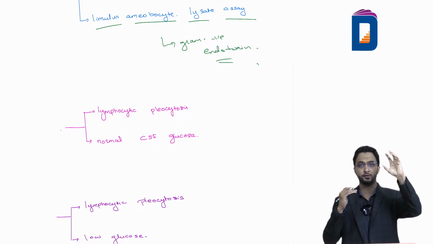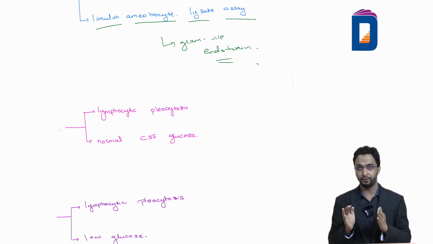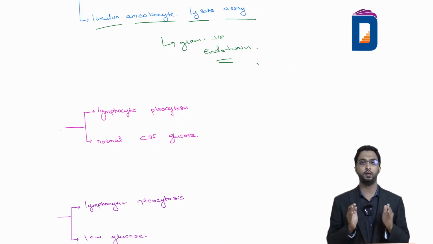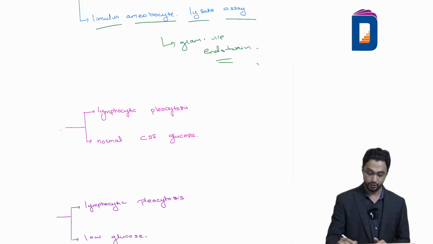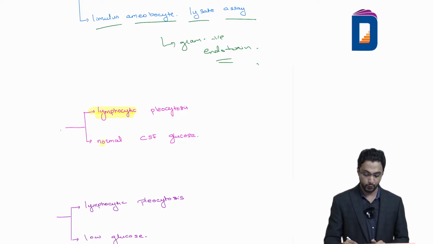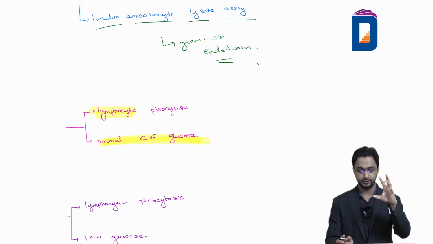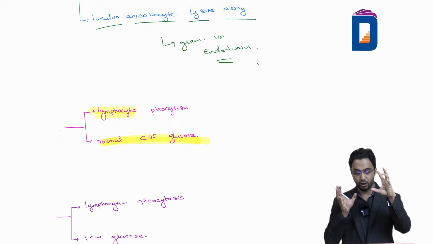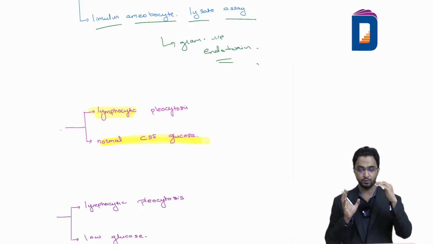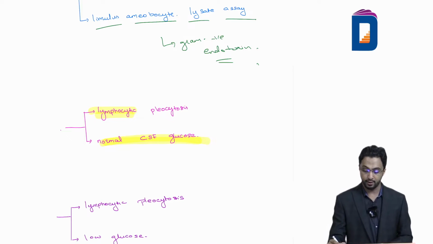If it is PMNLs, decreased glucose, what is the diagnosis? The diagnosis is bacterial. Now, if you have lymphocytes instead of neutrophils and the glucose is normal, remember this: if you have lymphocytes and normal CSF glucose, which is not decreased glucose, then the diagnosis is viral meningitis.